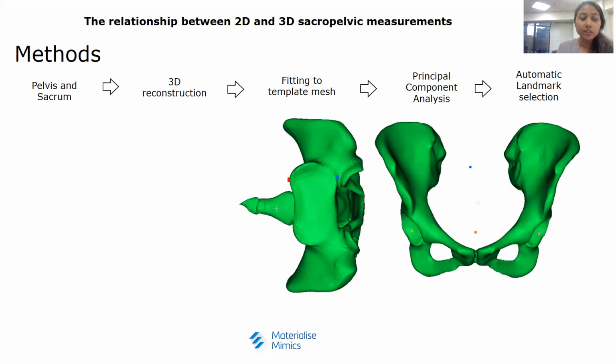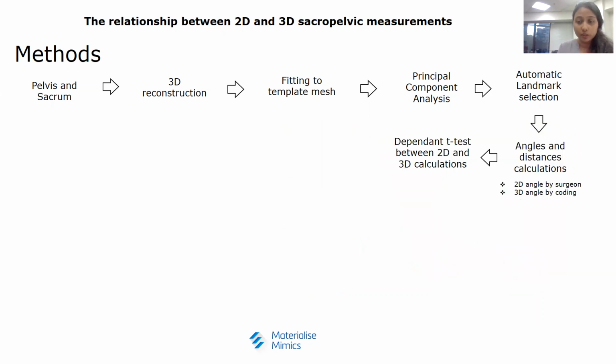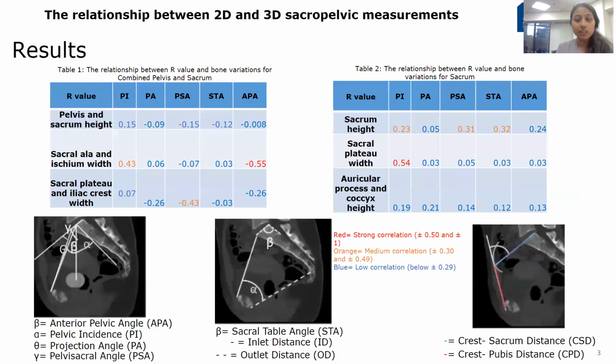So we developed a Python code to find each pelvic and sacrum landmark necessary to calculate the 2D and 3D angles, such as the bicoxofemoral midpoint, and then the anterior superior iliac spine distances, the superior and inferior pubic symphysis. And then we calculated all the angles automatically from the fitted meshes, and then the comparison between the 2D and 3D calculations was done using t-test.